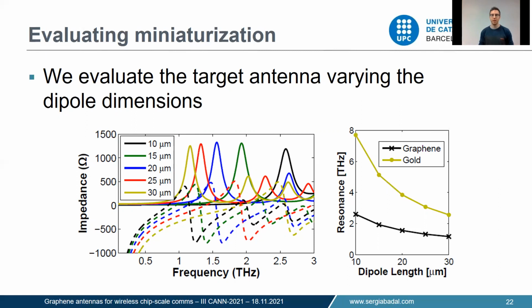Doing that for gold antennas and for graphene antennas of the same sizes, we obtain close to 1 order of magnitude decrease, especially when the antennas are on the smaller side. So when the graphene dipole is around 10 micrometers, the compression of the antenna size was 1 order of magnitude, which was impressive.